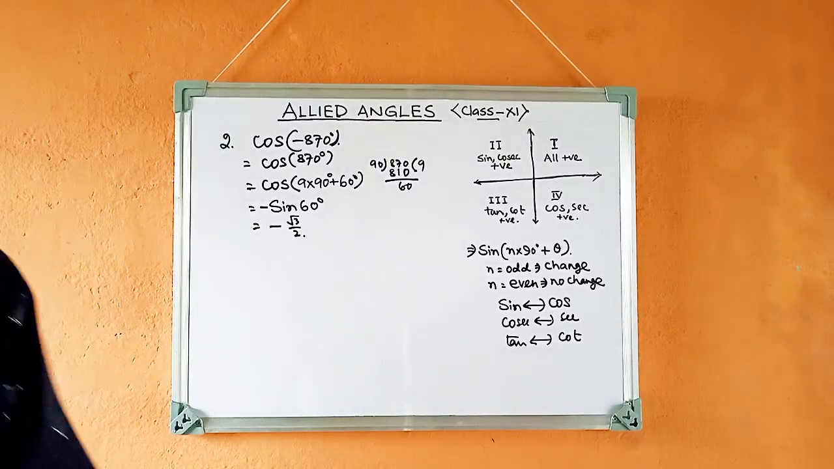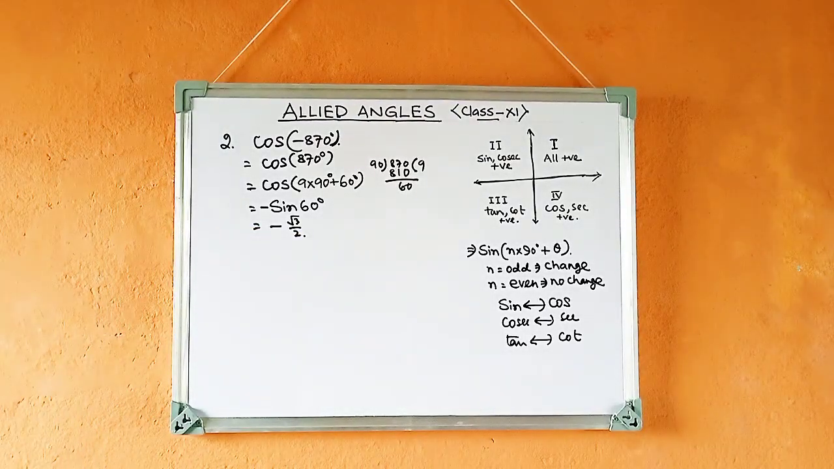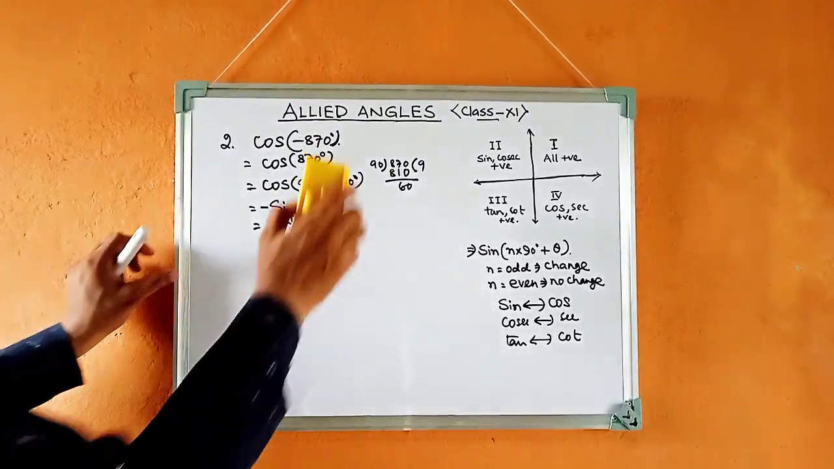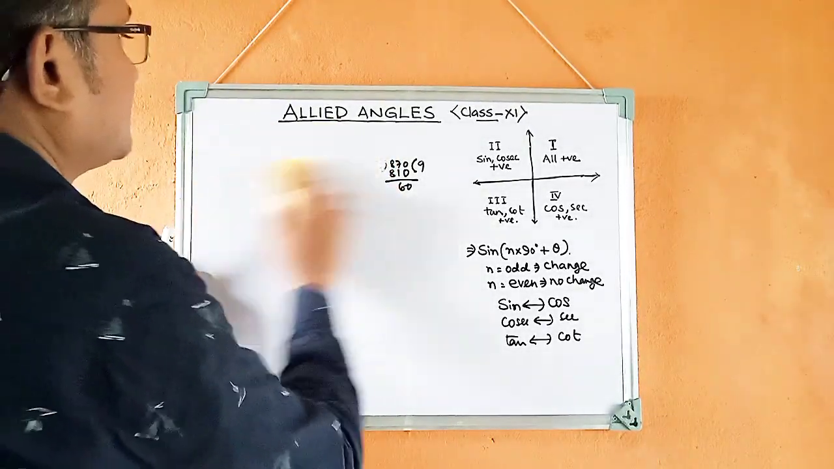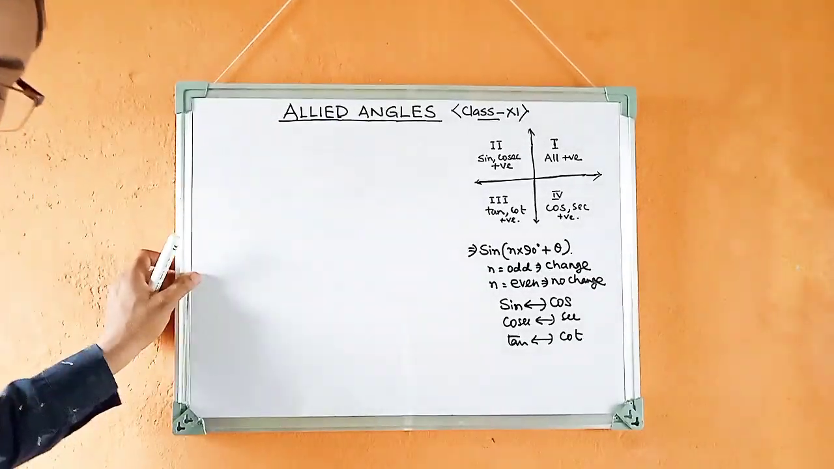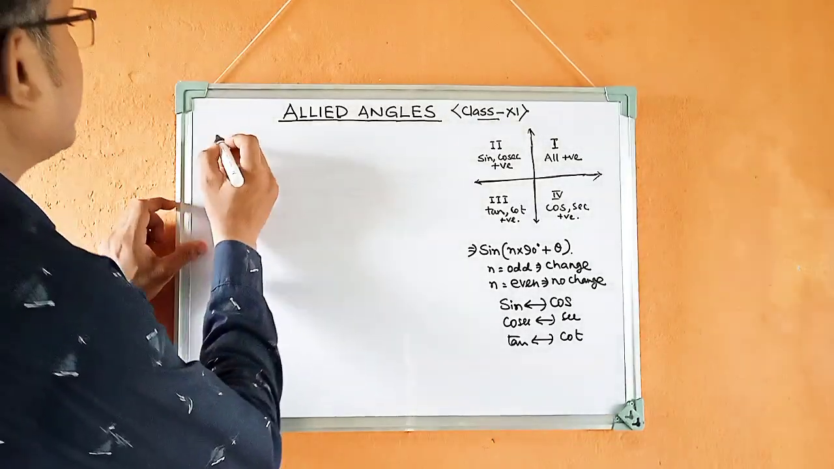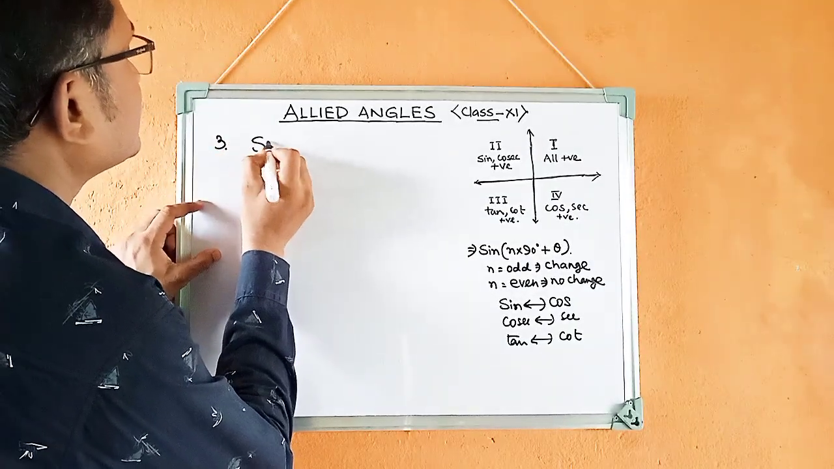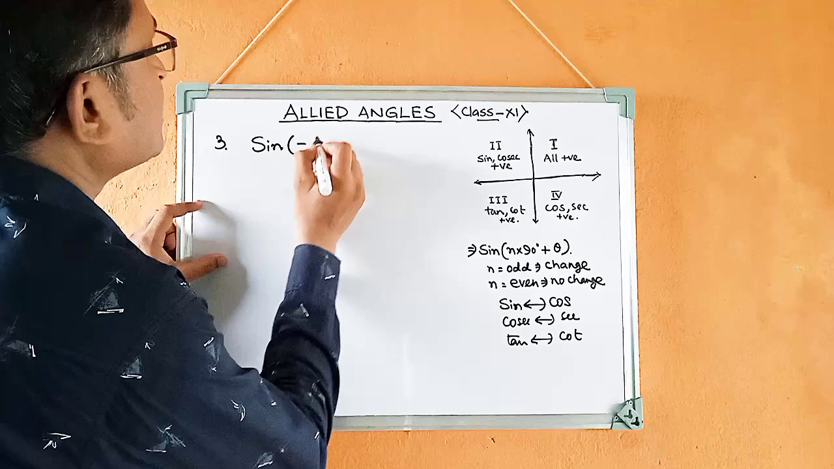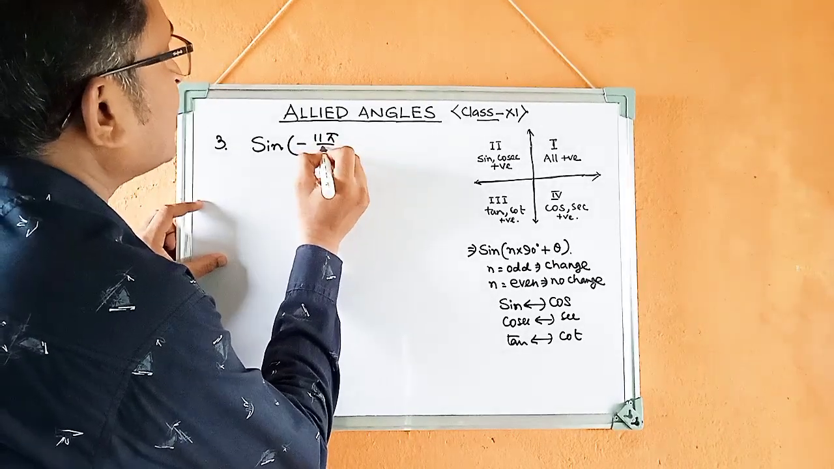See carefully. The answer is minus root 3 by 2. Now come to the next example. Next is question number 3. Here the question is, find the value of sine minus 11 pi by 3.